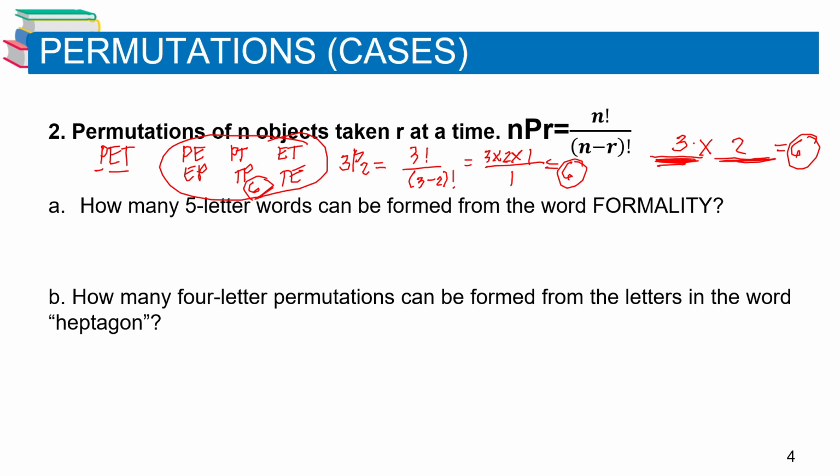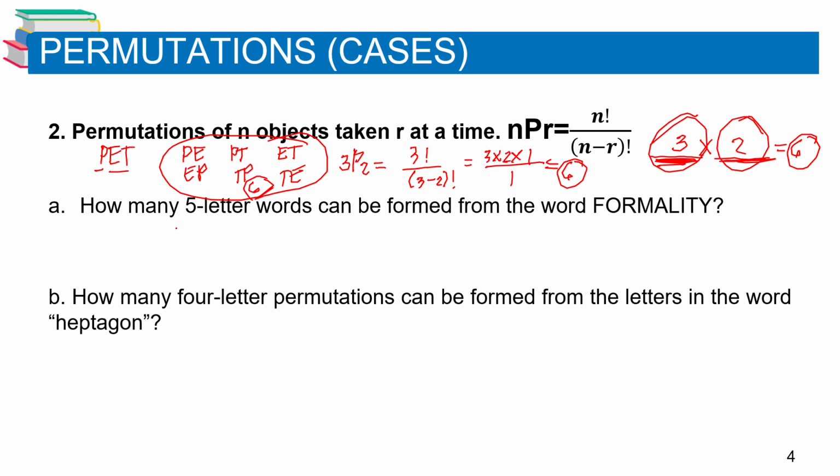So 3 for the first position, but we need to not repeat the second one, so therefore 2. Or shall we say we have here PE, EP, so then the next position will not be repeated, so we need to scratch. So there are two possibilities now, so we have here 6.